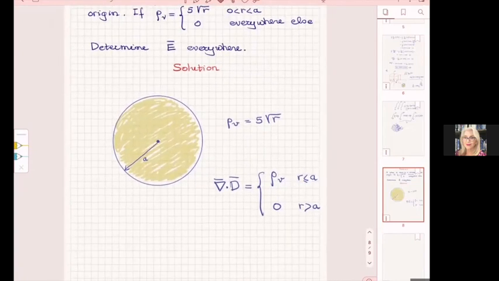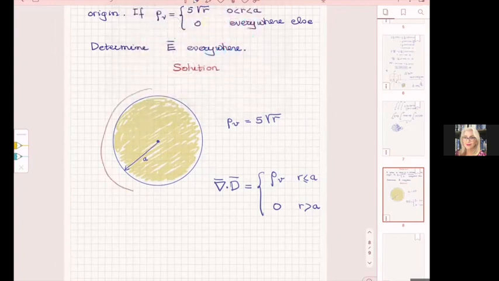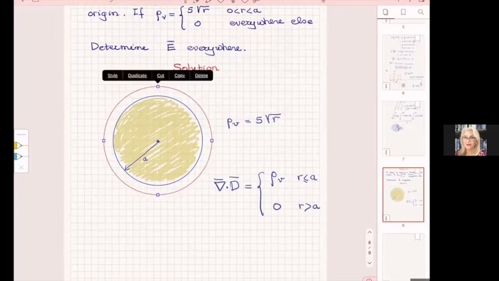So first of all, let's try to find what is easy. We are going to consider a surface that is just outside of this. This is more like the first problem, but with a little more complex density.